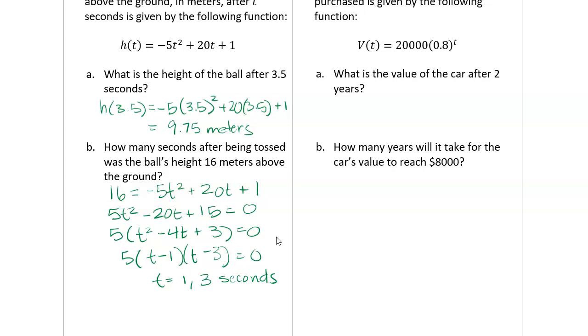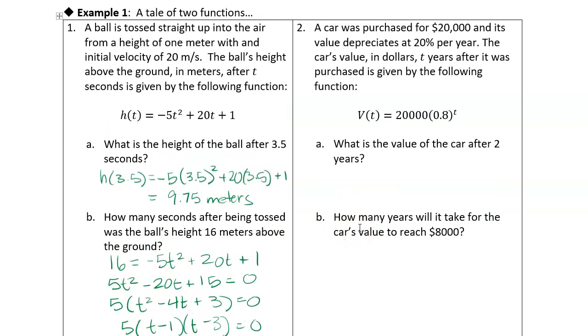All right, so let's take a look at the second example. This one is just a depreciation problem. We're given a function for the value of a car over time. The output of this function is the value of the car. The input is time. So you give it a time, and it'll tell you the value. It was initially purchased at $20,000. So you can see when t equals 0, it's 20,000.